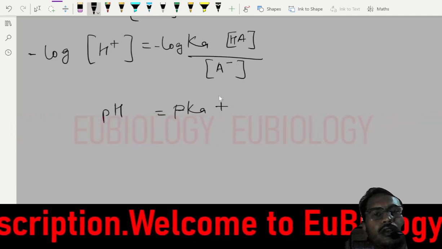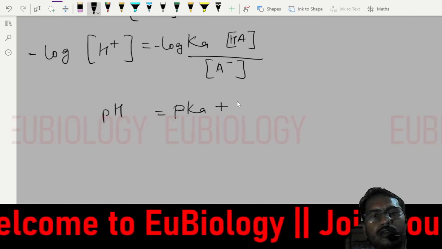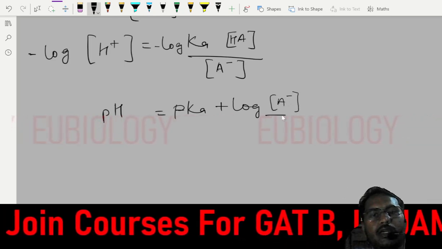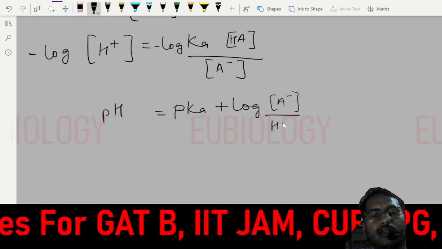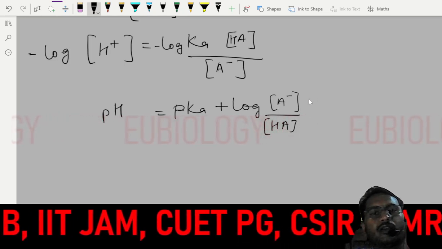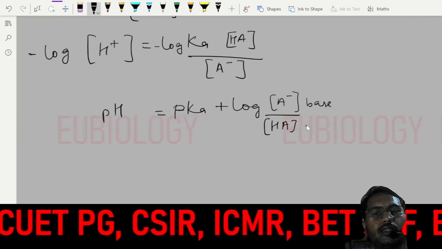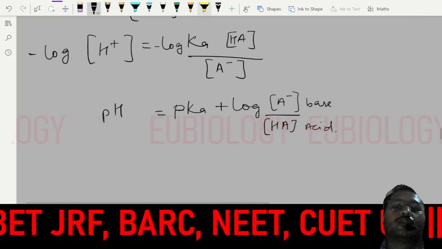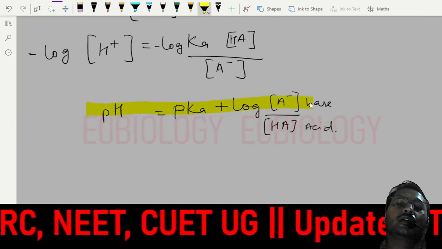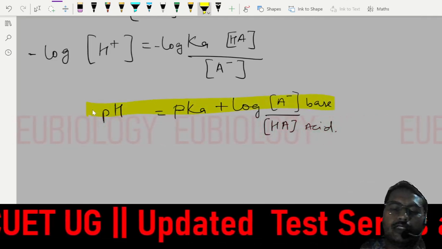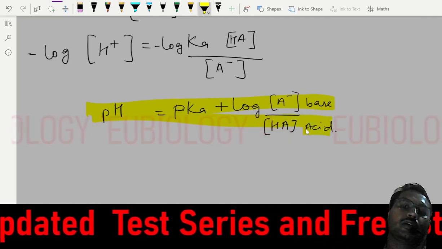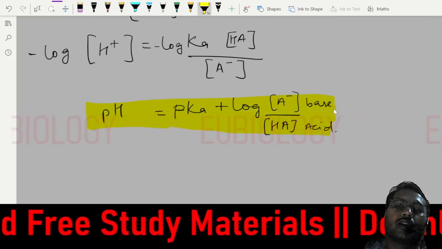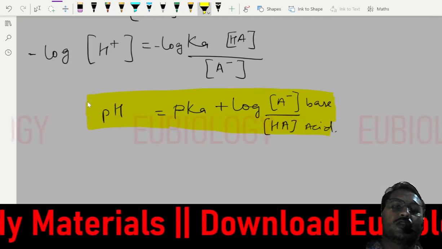Now you just reciprocal it, so it will become log of base by acid. You can write it as base by acid. So this is your most important formula, the Henderson-Hasselbalch equation. How you'll use this formula we'll see, and we'll try to solve questions based on this formula also.